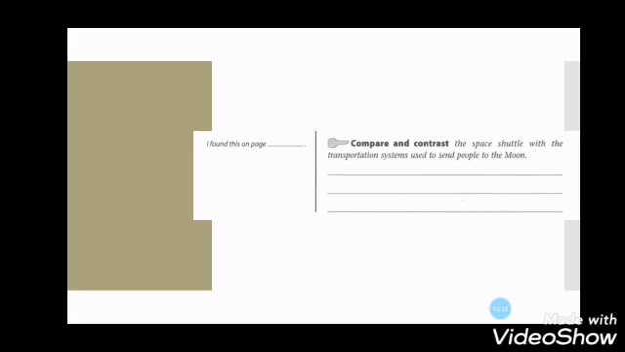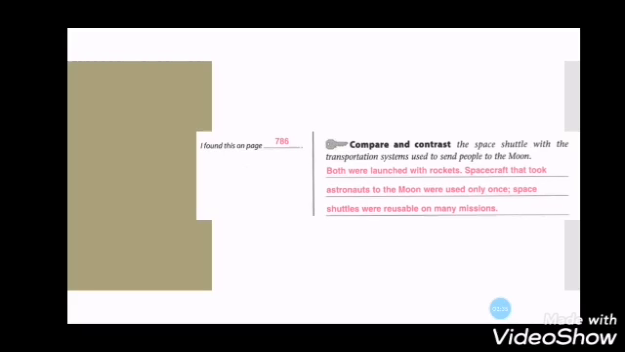Compare and contrast the space shuttle with the transportation systems used to send people to the moon. And the answer is on page 786. Both were launched with rockets. Spacecraft that took astronauts to the moon were used only once, whereas space shuttles were reusable on many missions. So this is the difference between the two.